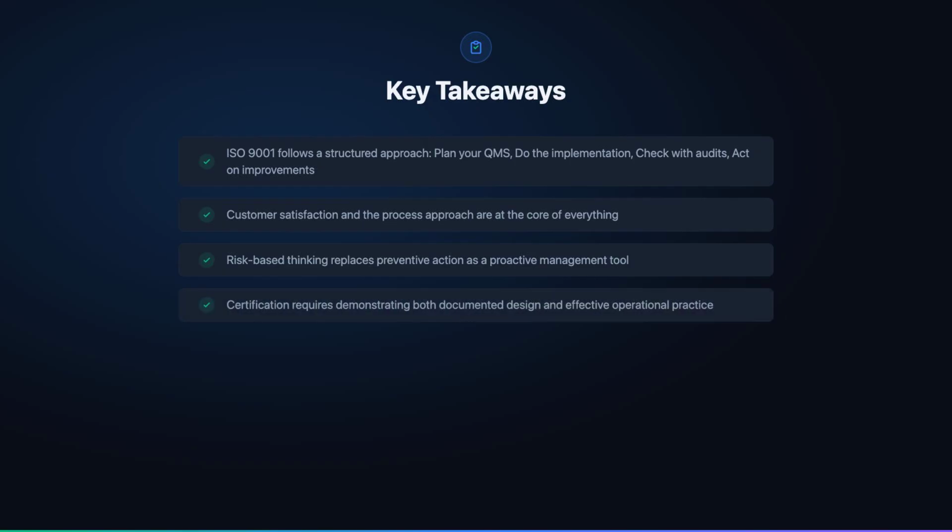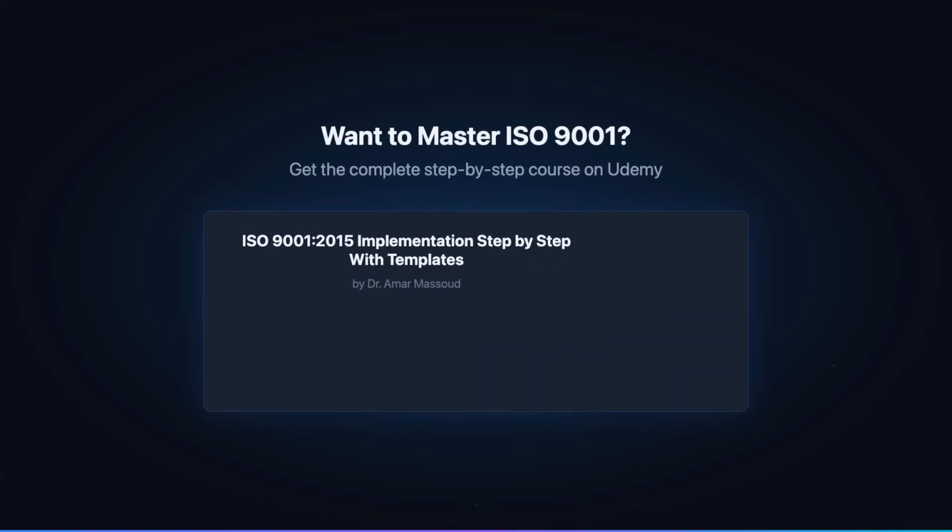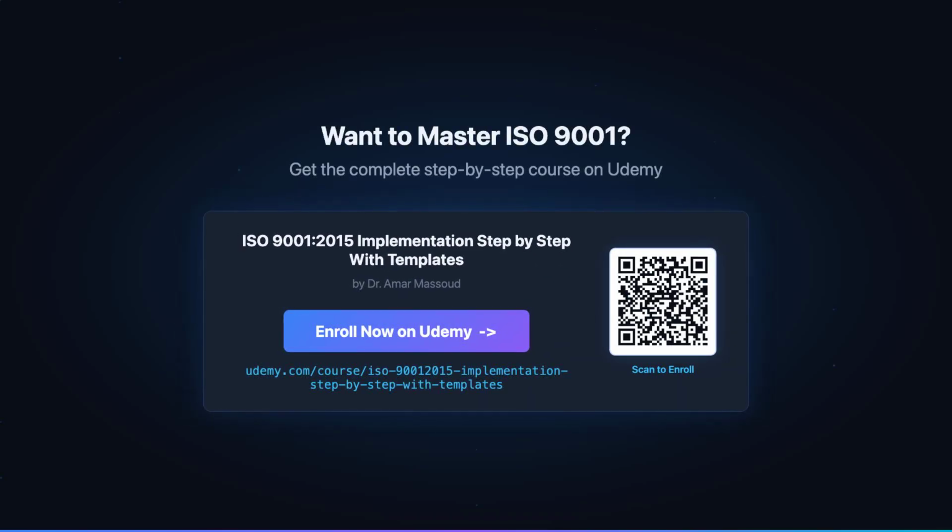Certification requires demonstrating both that your QMS is well documented and designed, and that it operates effectively in daily practice. The journey doesn't end at certification. Continual improvement is a core requirement. That wraps up our summary of ISO 9001 implementation.